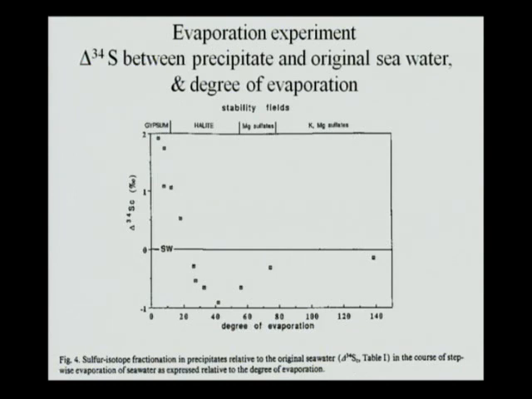Starting from seawater, because that's what matters. Starting from seawater, here will be the precipitates. In other words, the precipitate doesn't reflect the seawater. And it changes over the range of how much of the initial seawater is actually sampled by the precipitate.